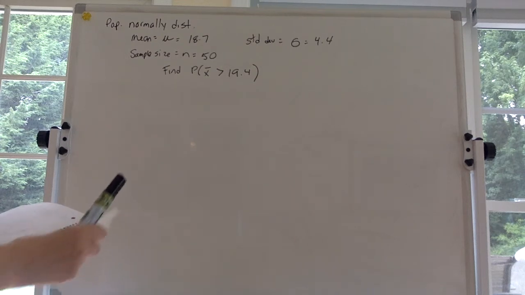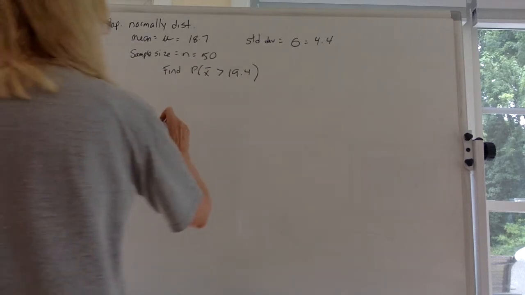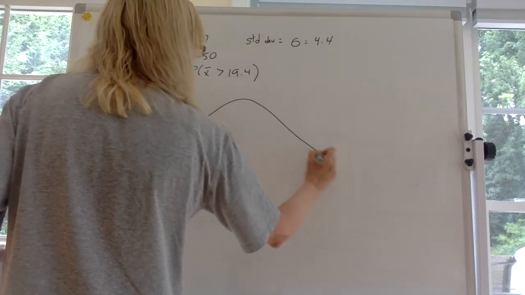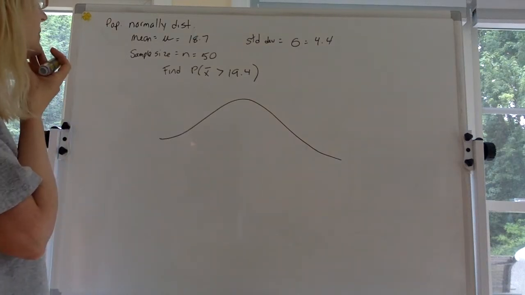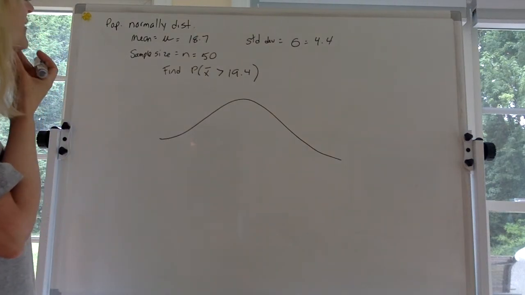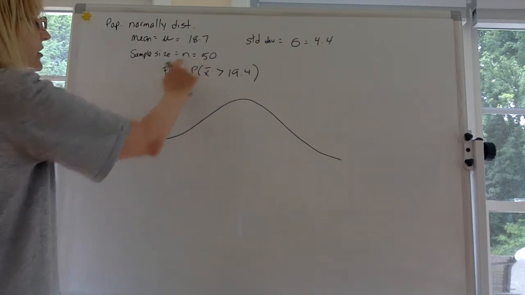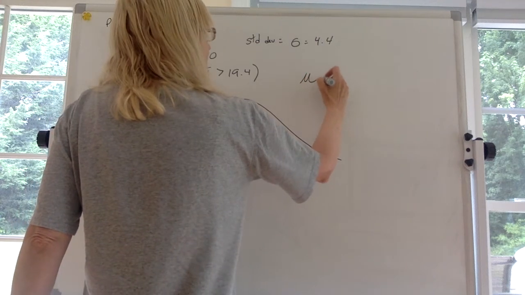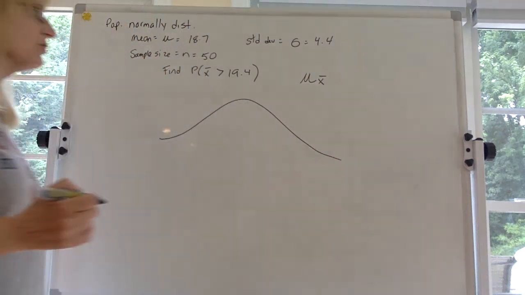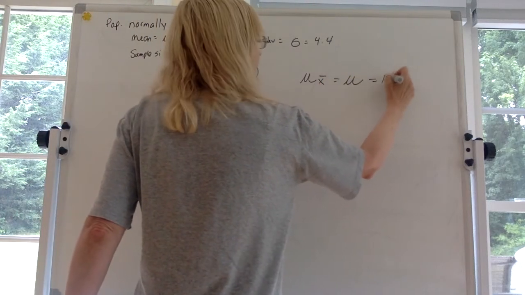So the first thing I always do for these problems is I draw a picture. A normal distribution looks like a bell shape. And let's see, we're talking about a sample. Because we have a population that's normally distributed and a sample size that's greater than or equal to 30, we can assume that the mean for the samples is going to be equal to the mean of the population, which in this case is 18.7.